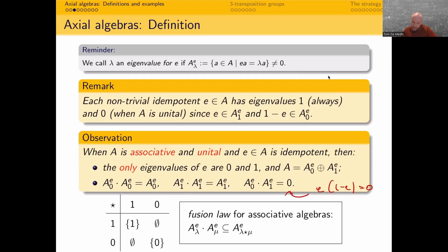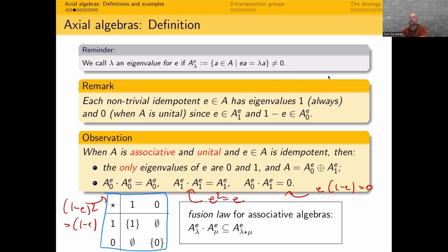And this one is explained by the fact that e squared is equal to e. And here the same for 1 minus e. 1 minus e is also an idempotent, so you also get this relation. And this explains this complete fusion rule because of associativity. You can work this out as a small toy example if you wish, and that's what you get. So the resulting table here is actually quite nice to look at.